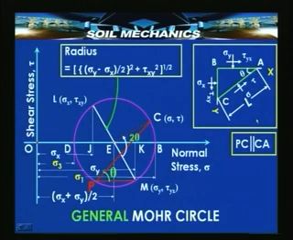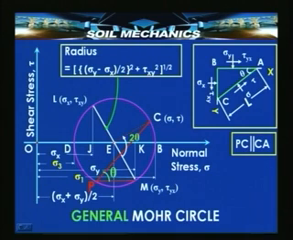Now, in order to compute these stresses, there is also a geometrical method available, which is based on a concept known as Mohr's circle. This is a circle which is so ingeniously devised that if you plot the known stresses and follow a certain geometrical procedure, you can calculate the unknown stresses sigma and tau on any arbitrarily inclined plane CA.